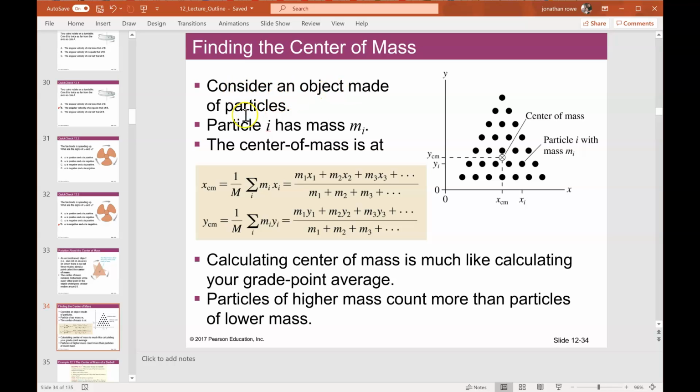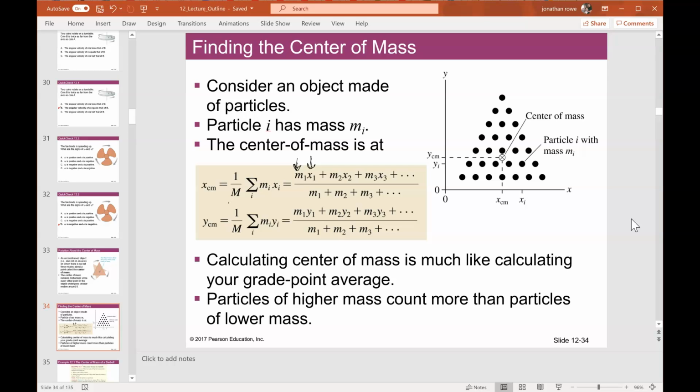Consider an object made of particles. The center of mass is kind of like calculating a GPA. Think of the mass as the grade that you make on an assignment, and think of the distance away from the center of mass as how much that assignment counts. Or you could think of it vice versa. But then you divide all of that by the total mass.